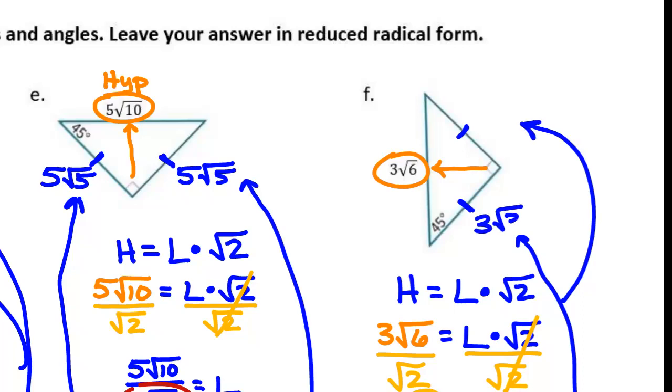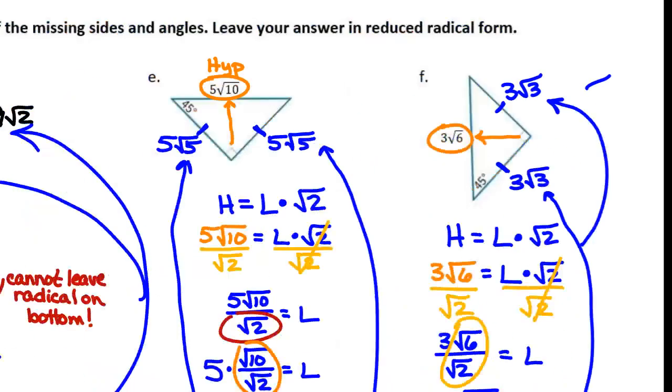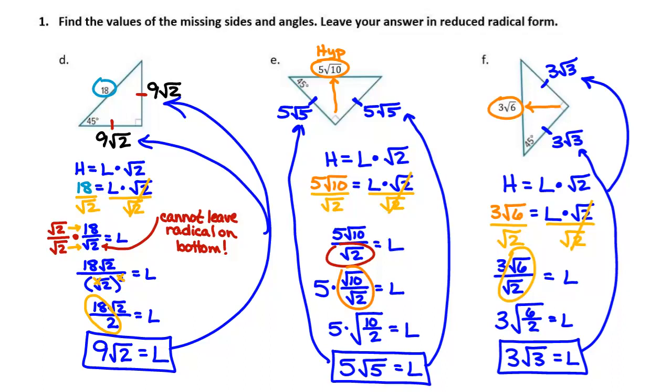The whole number on the outside and what's underneath the radical will not always be the same number. We saw that on previous examples. These two, E and F, the whole number and what's under the radical ended up being the same just by chance. So that's our 45, 45, 90 triangles.